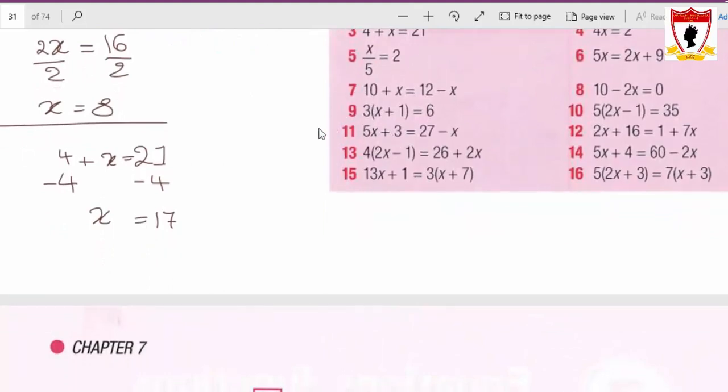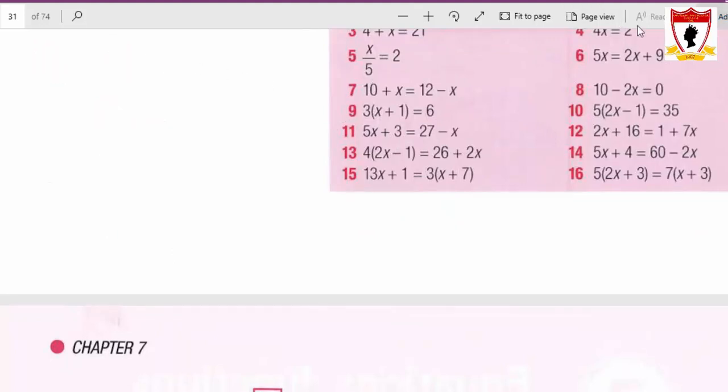Let's do question 5. 5 is close to the one that we just did. Question 5, x over 5 is equal to 2. Then we need to get rid of this 5. This 5 with the x is in division. The opposite of division is multiplication. We're going to multiply both sides by 5 and see 5 times x over 5 cancels this. What's remaining here is only x, which is equal to 5 times 2, is 10. To check your answer, put this 10 here. 10 divided by 5. Is it equal to 2? Yes, so everything is alright.